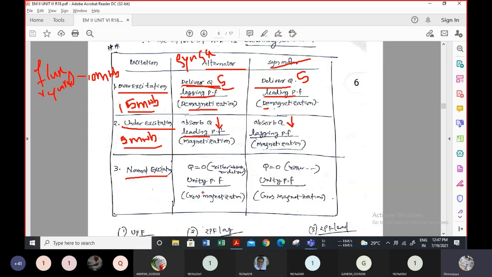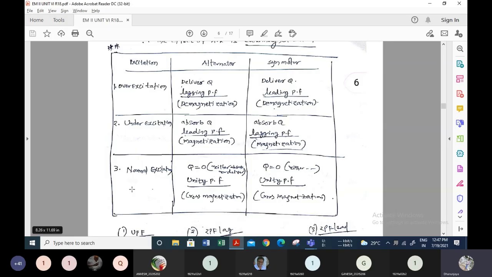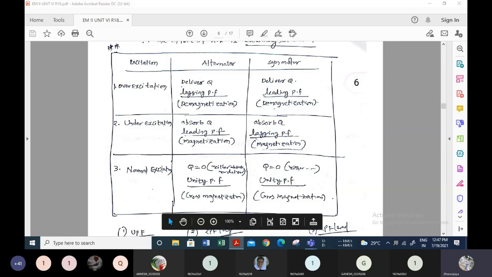For normal excitation, we call this condition floating on the bus bar. We already said there is no power flow here, and reactive power sharing will be zero. But we cannot say no power flow, because then both active power and reactive power would have to be zero. Only Q is zero here.